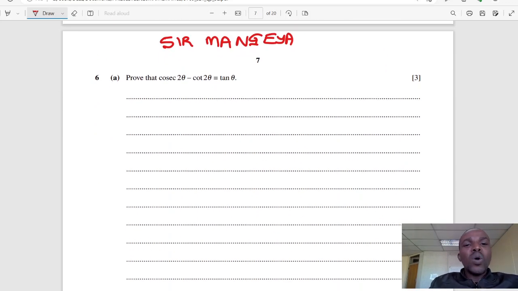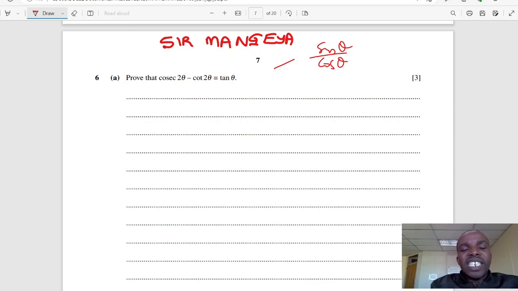Prove that cosec 2 theta minus cot 2 theta is identical to tan theta. Right, we want to find tan. So tan is sine over cos, sine theta over cos theta. That's tan. So we must make sure that our numerator is reduced to sine and our denominator is reduced to cos, so that we can have tan.